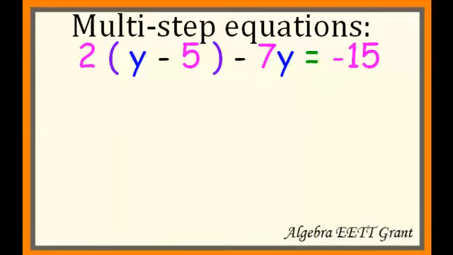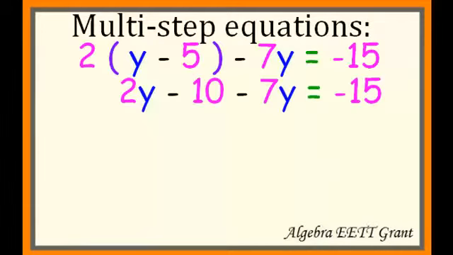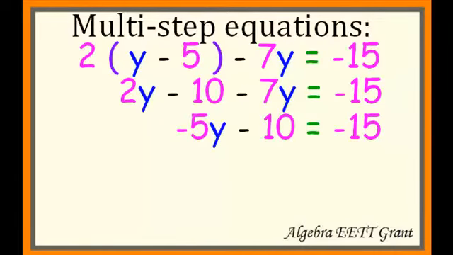Now let's look at a multi-step equation. In other words, this one's going to take more than 2 steps. How do we do a problem that looks like this? Well, with any equation, the first thing you have to deal with is the parentheses. So to get rid of a parentheses, when it's multiplied by a number out front, like in this case 2, we must distribute the 2. Well, 2 times y is 2y, and 2 times the 5 is negative 10. Now, everything else I just brought down. Now, we collect like terms. So the 2y and the negative 7y will give you a negative 5y. Now, the negative 10, I just brought it down, and the negative 15, I brought it down.